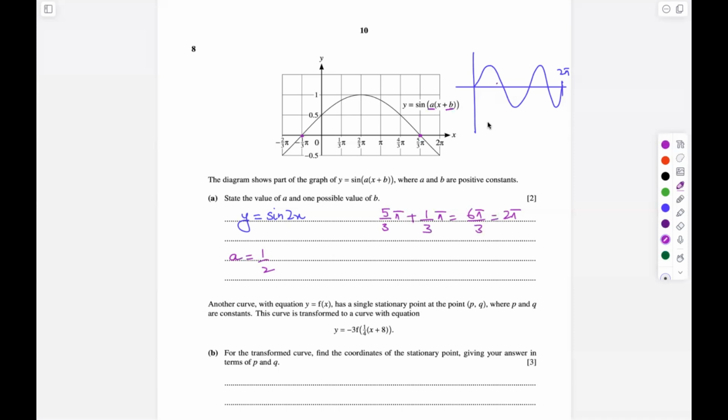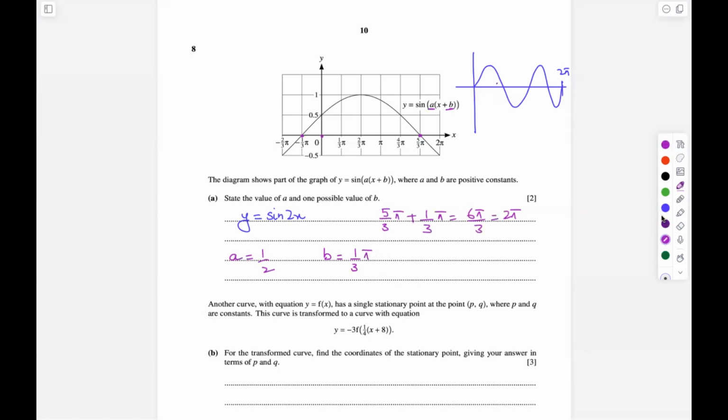b represents basically a translation in the x direction. Now, looking at the graph over here, we can see that this point has moved. Initially, the sine graph starts from 0, but in this case, it is starting from minus 1 upon 3 pi. So the value of b basically will be positive 1 upon 3 pi.